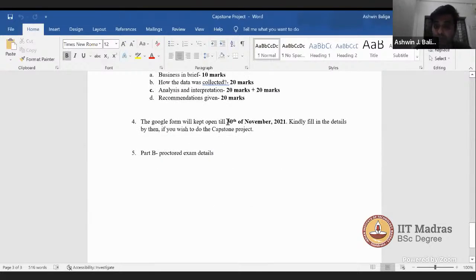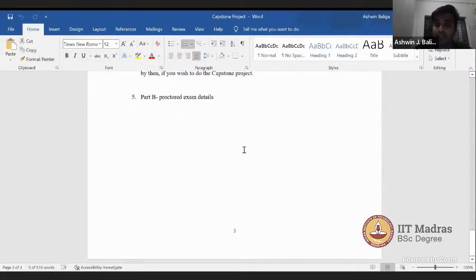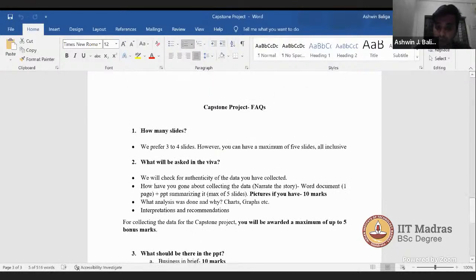And the Google form has already been circulated, and you are expected to fill it as soon as possible. Try to fill it by this month end, and please keep your projects ready by the 20th. If the 20th of March should be okay, yes, it should be okay. So please keep your projects ready by the 20th of March.